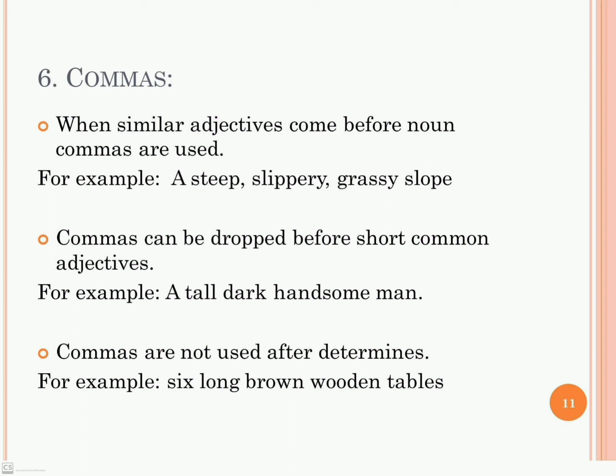Commas. This is quite tricky, where to place commas and where not to place commas. When similar adjectives come before a noun, commas are used. For instance, a steep, slippery, grassy slope. Commas can be dropped before short common adjectives. For example, a tall, dark, handsome man. And commas are not used after determiners. For example, 6 long brown wooden tables.